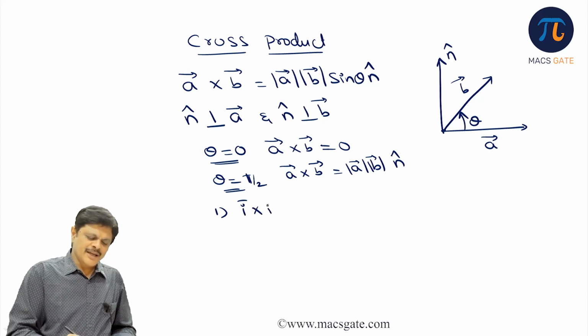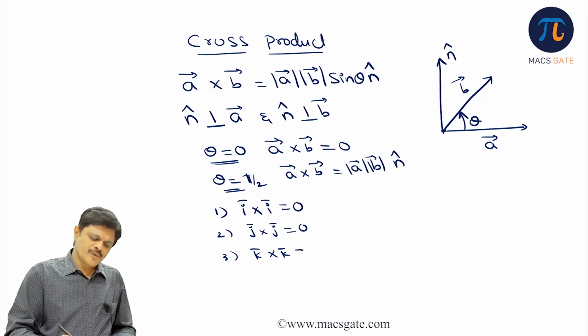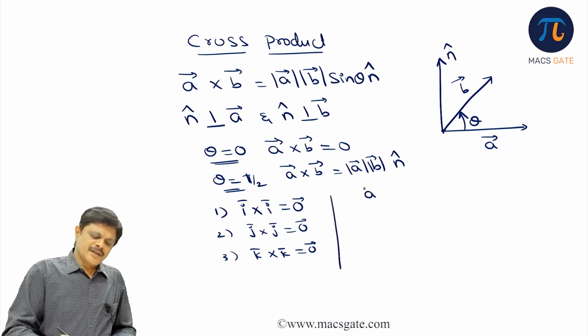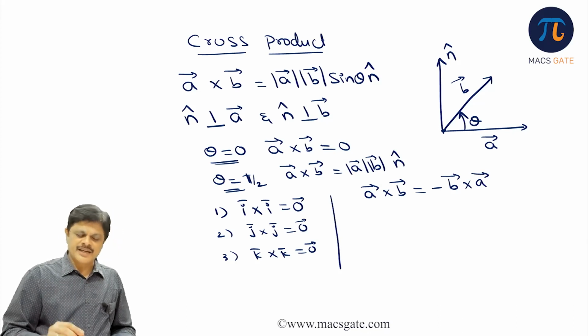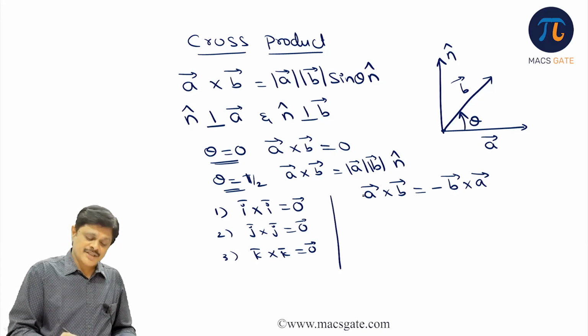For example, if you take i cross i, or j cross j, or k cross k, what happens? Because the angle between them is 0, this would be the 0 vector. All these are zeros. And one more interesting thing is that A cross B is not the same as B cross A. It is minus B cross A. It is not commutative as the dot product is. So from this we get the following properties.